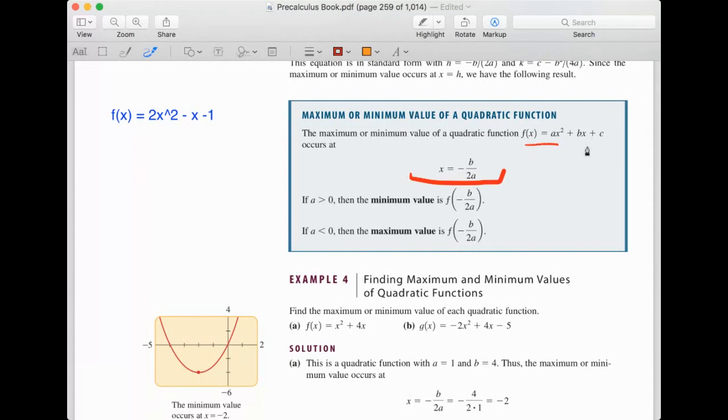So we're going to follow this frame to figure out a, b, c. So a is the number before x squared, which is 2 in this case. B is the number before x, which is -1 in this case. C is the number itself, also -1. So given the quadratic function, we can figure out a, b, c. We write it in a standard form.